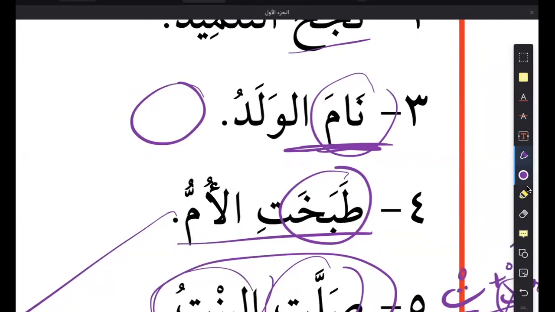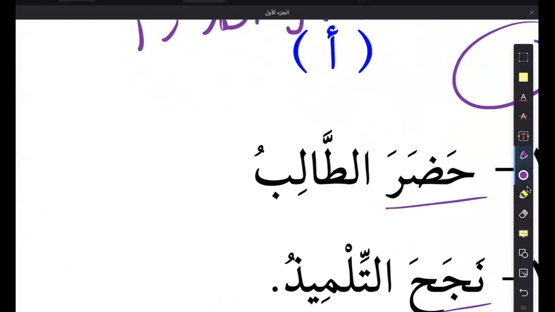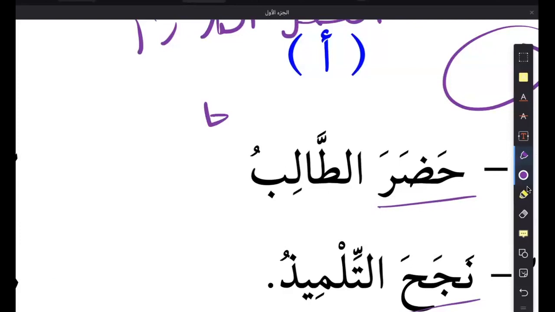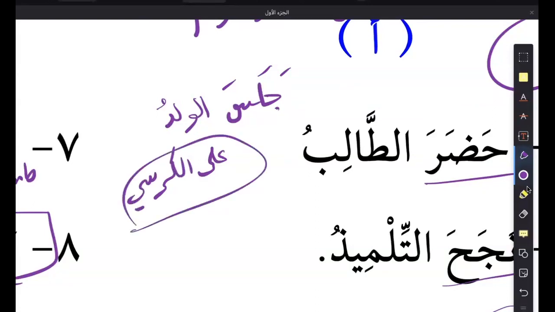These are the lazim. There's no way you can add. Sometimes you can add some type of clarification using a preposition. For example, you can say jalasa. Jalasa is intransitive. You can say jalasa al-waladu, the boy sat. Clear. But if you want to clarify something, you can say ala al-kursi. So you can clarify, but this is not coming as a maf'ul bihi. It's not an object, right? You can clarify by preposition or more additional information.